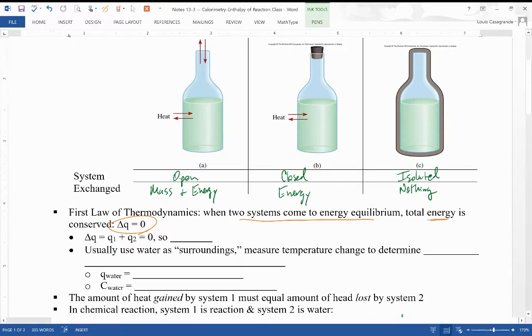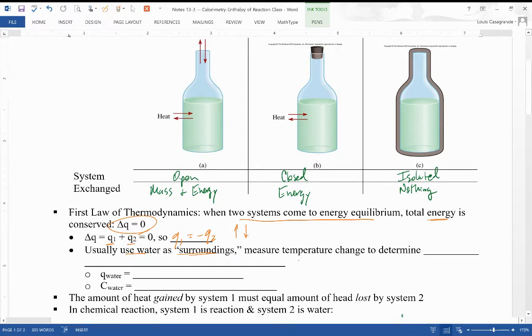And so if we label our two systems Q1 and Q2, or the energy coming out of or into the two systems, we'll see that Q1 has to equal the negative of Q2, which means that as one goes up, as one gains energy, the other has to lose energy, or the other way around. So what we're going to do in calorimetry is we're basically going to use water to act as a surroundings, because the water can absorb or release lots of energy without changing state, which makes it perfect. It has a very high specific heat, as you'll recall.